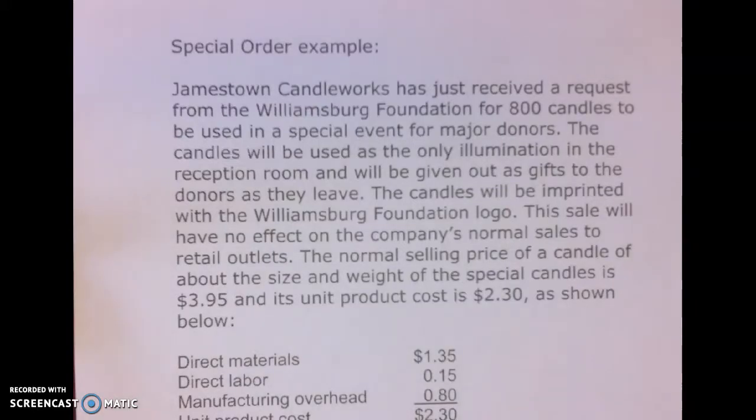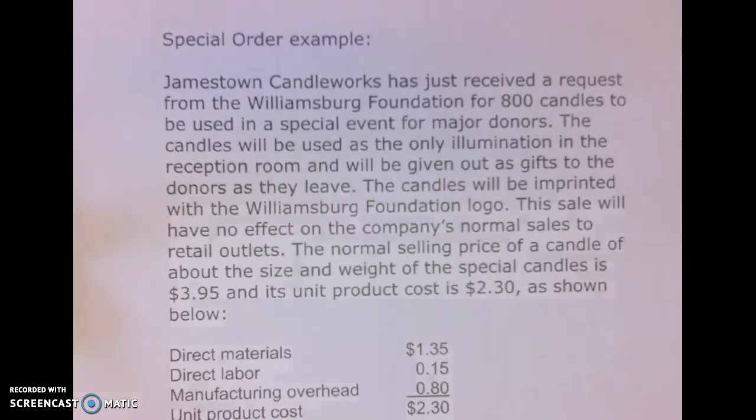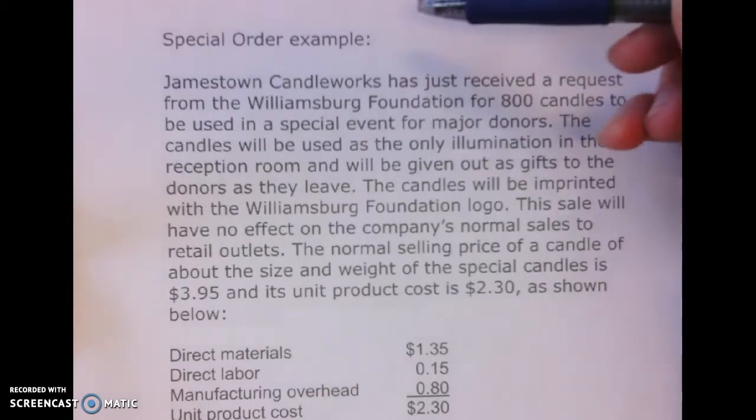Right now these notes continue on page 6 of your Chapter 8 notes. And we're going to start by talking about a few more examples of incremental analysis, special orders, issues, and then we'll talk about some other topics in Chapter 8 as well. So if we look at this one, this is a good example.